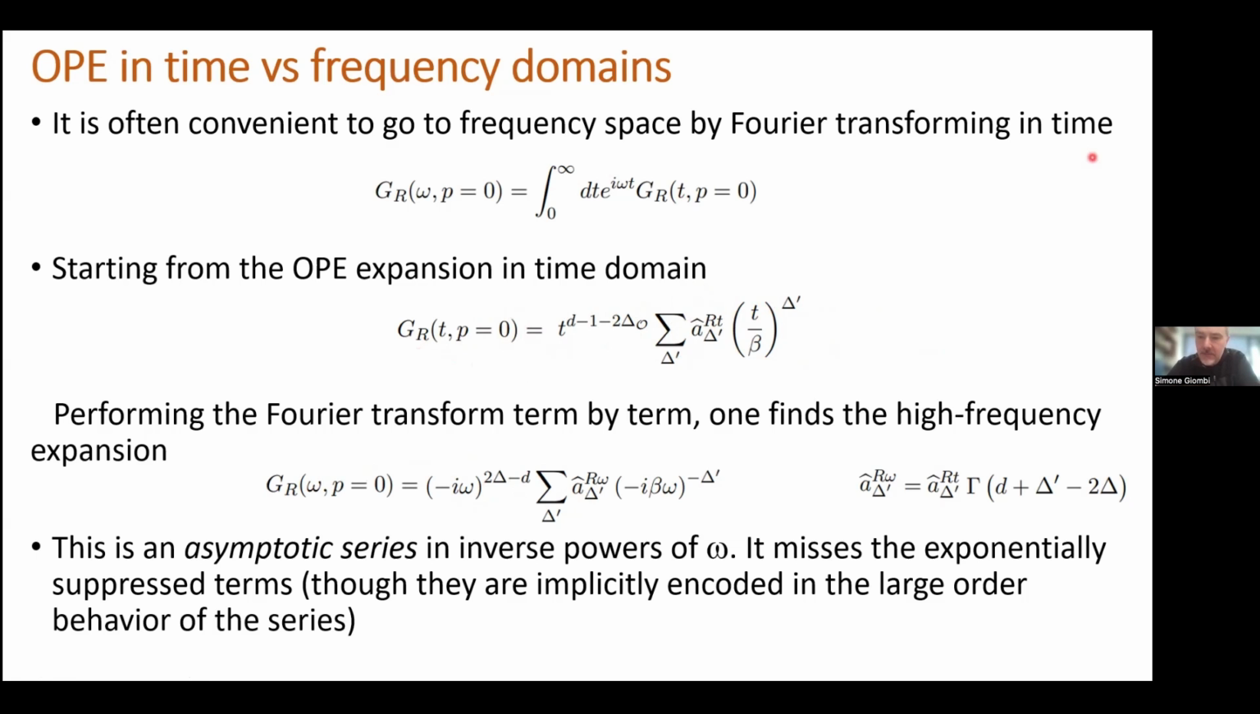It's asymptotic because the OPE in the time domain is a convergent series, but the Fourier transform brings in these gamma functions that make the coefficients in frequency space diverge. So this term-by-term Fourier transform just gives us this asymptotic series, and it misses the non-perturbative terms. Nevertheless, the large order behavior of this kind of series implicitly encodes those exponential corrections.